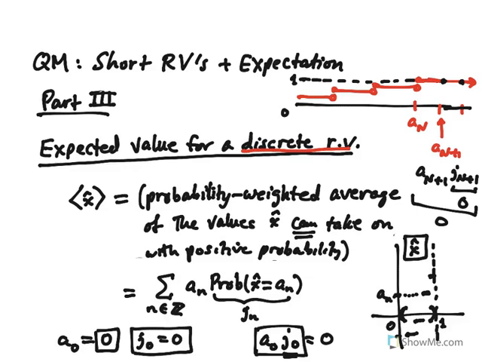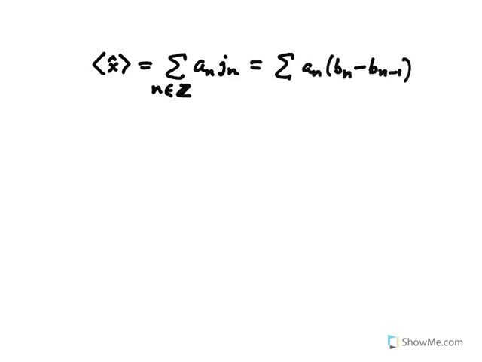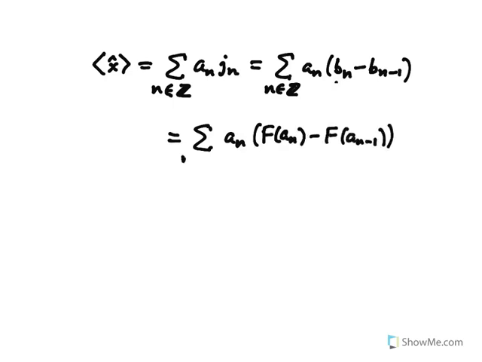Okay, so we're going to write the expected value in this way. We'll write the expected value as the sum of a n times j n, or you can also write it this way, a n times b n minus b n minus 1, where n runs through the full set of integers. Just remember that this is, by definition, the nth jump. Also, by definition, b n was f of a n, and this was f of a n minus 1. So we can write it very explicitly in terms of the CDF, like this.